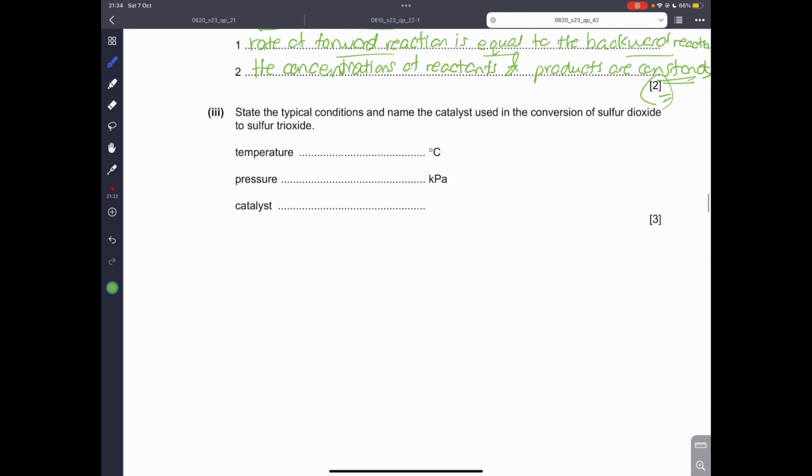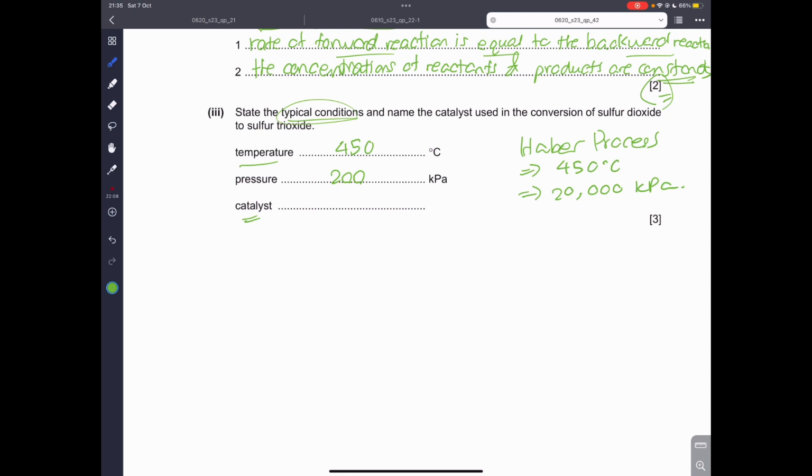Question number 3. This is a question related to the reaction conditions. You have to know them by heart. So remember to learn the Haber process as well. And it's really easy to remember because the Haber process and the contact process are very similar. The temperature used here is going to be 450 degrees Celsius, and in the Haber process you will also use 450 degrees Celsius. For the pressure here, we are going to use 200 kilopascal, while in the Haber process we are going to use 20,000 kilopascal.